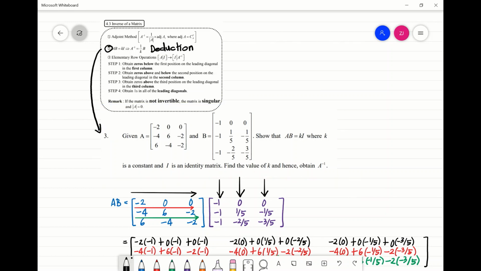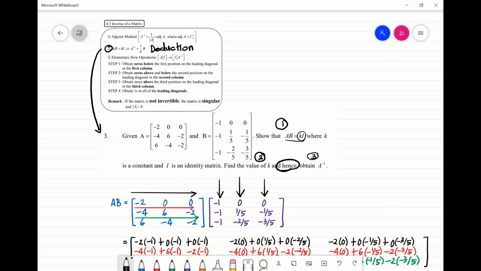So we are given two matrices A and B. Show that AB equals KI. So we need to show that the product of A and B will give us a scalar multiplication of K with the identity matrix, where K is a constant and I is the identity matrix. So we have this first part, which is the proving question, and then find the value of K, the second part of the question, and hence obtain A inverse. Please be alert here, we do have the word hence, so there is something that we have to do.